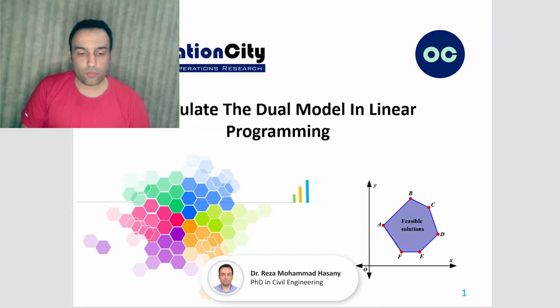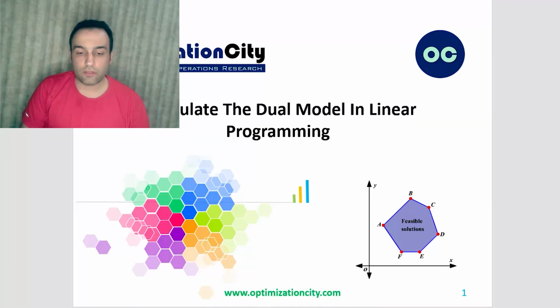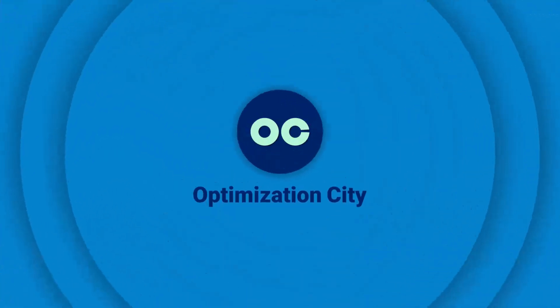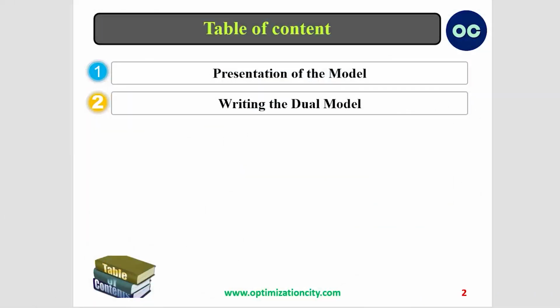In this presentation, we are going to learn how to formulate the dual model in linear programming with a simple example. Let's get started. We will first define the linear programming model for our problem. Then we will move on to deriving its dual model step by step to understand its structure and properties.